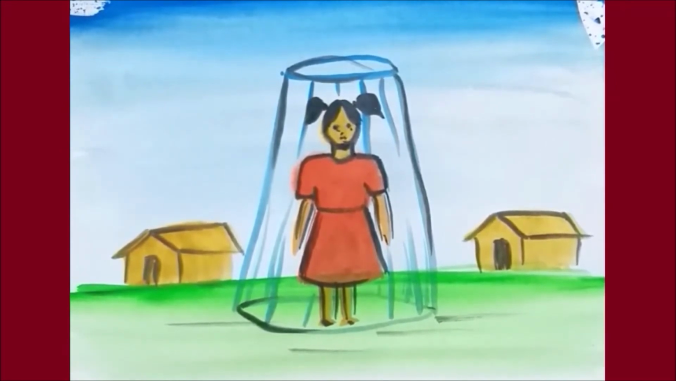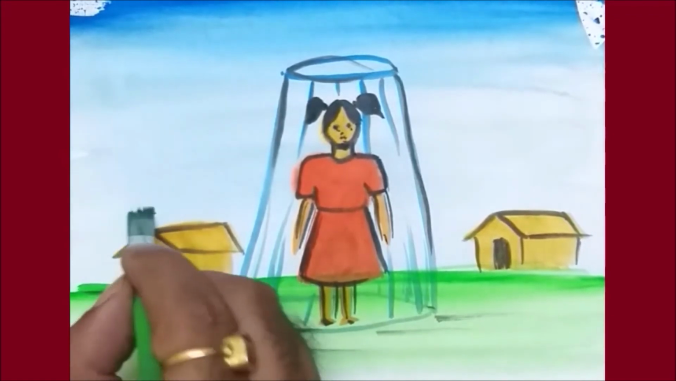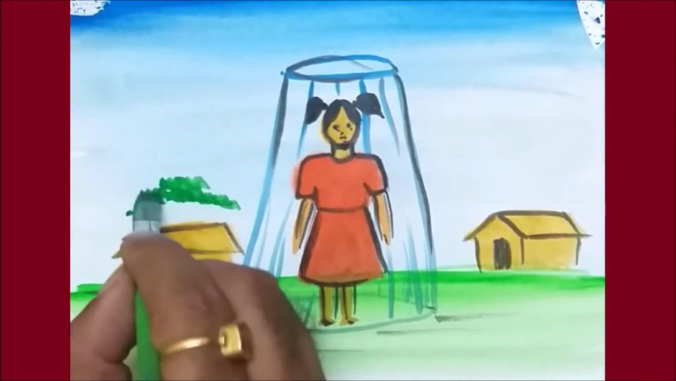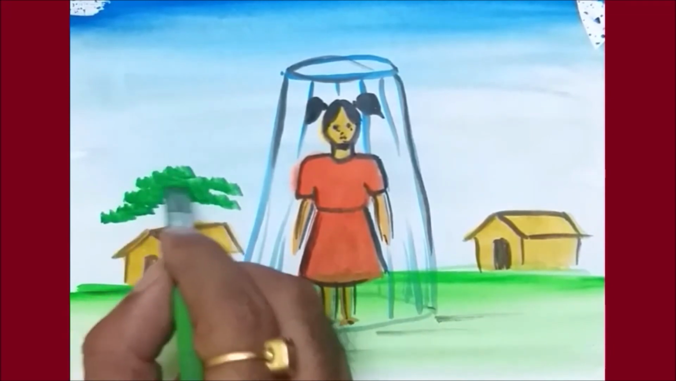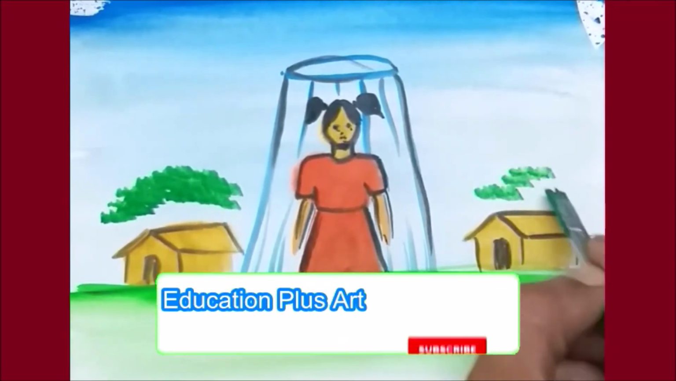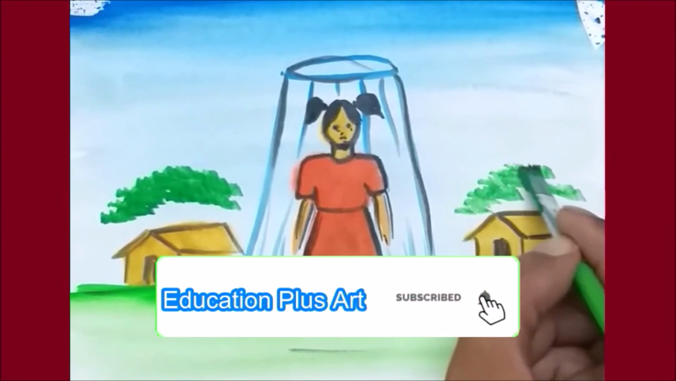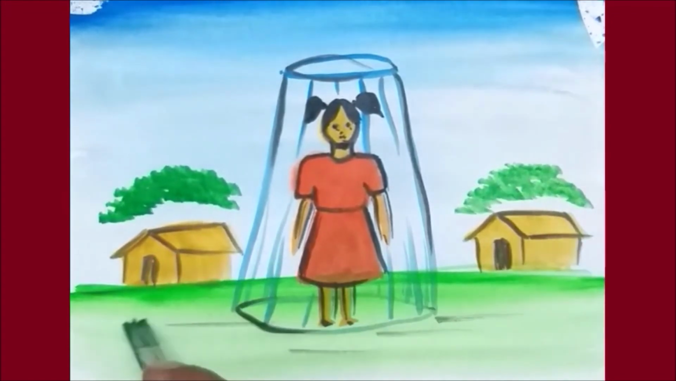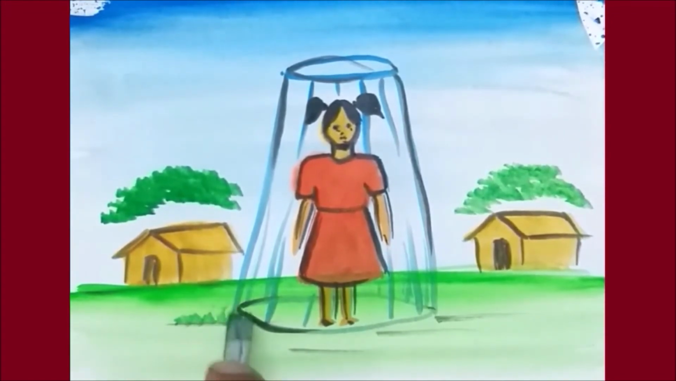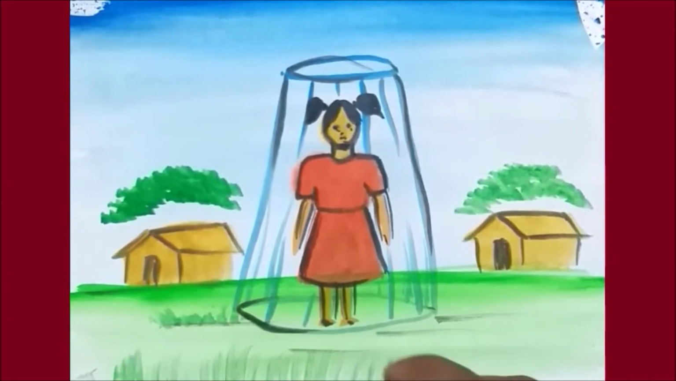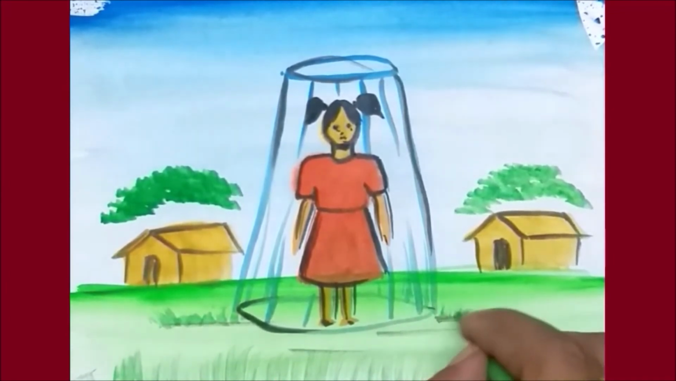Few bushes and grasses with a dark green color on the house portion. Few grasses at the downside by giving flat strokes.